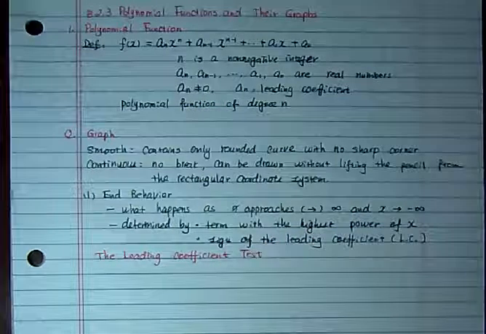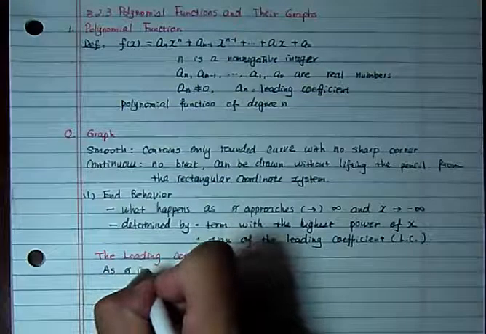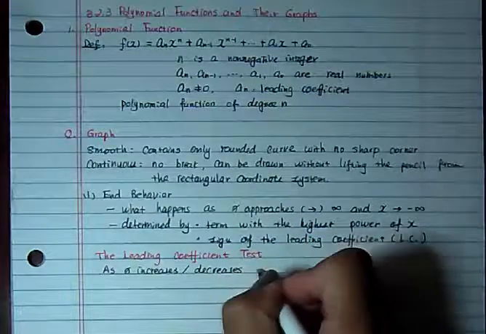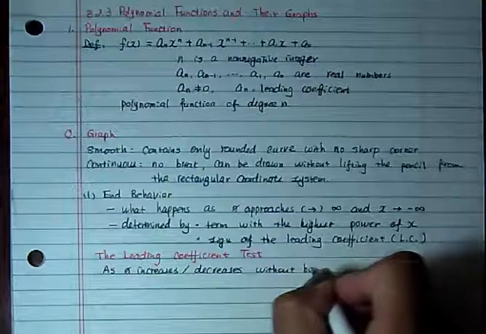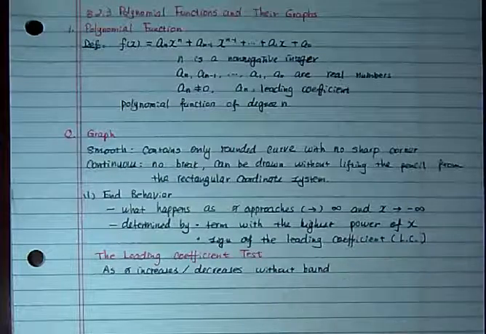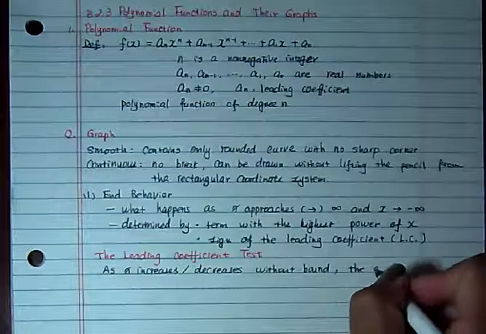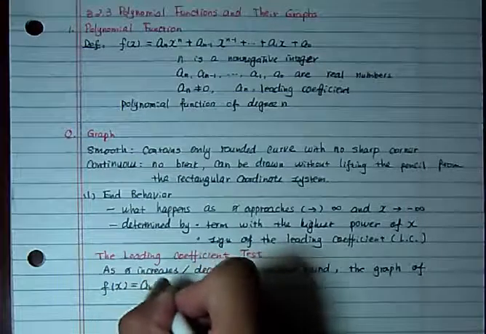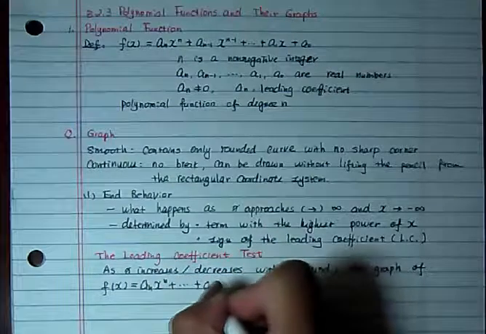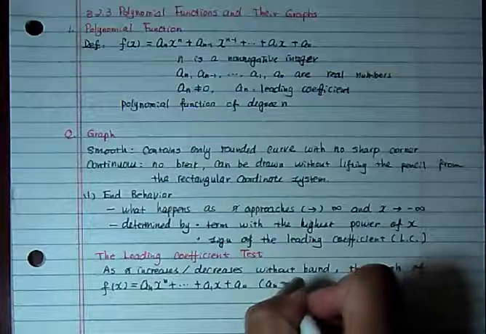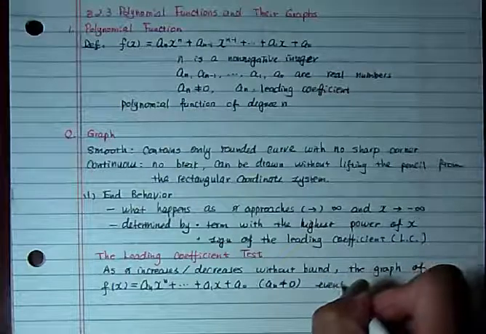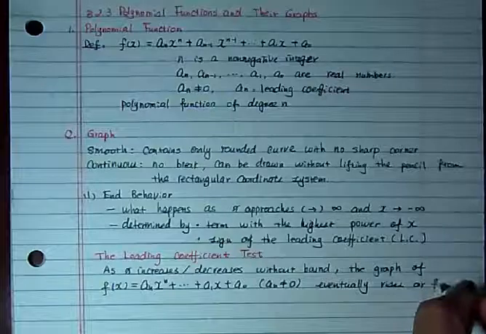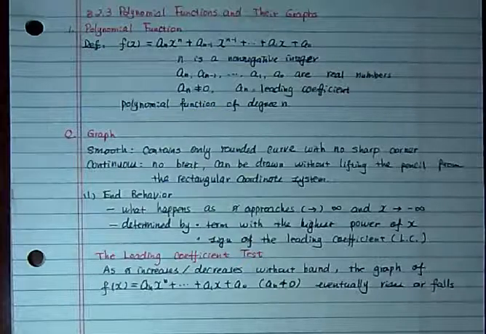This test says that as x increases or decreases without bound, which is what we mentioned, approaching positive infinity or negative infinity, the graph of the polynomial function f(x) = a_n x^n + all the way to a_1 x + a_0, with a_n not equal to 0, eventually rises or falls. So how does it rise, how does it fall?